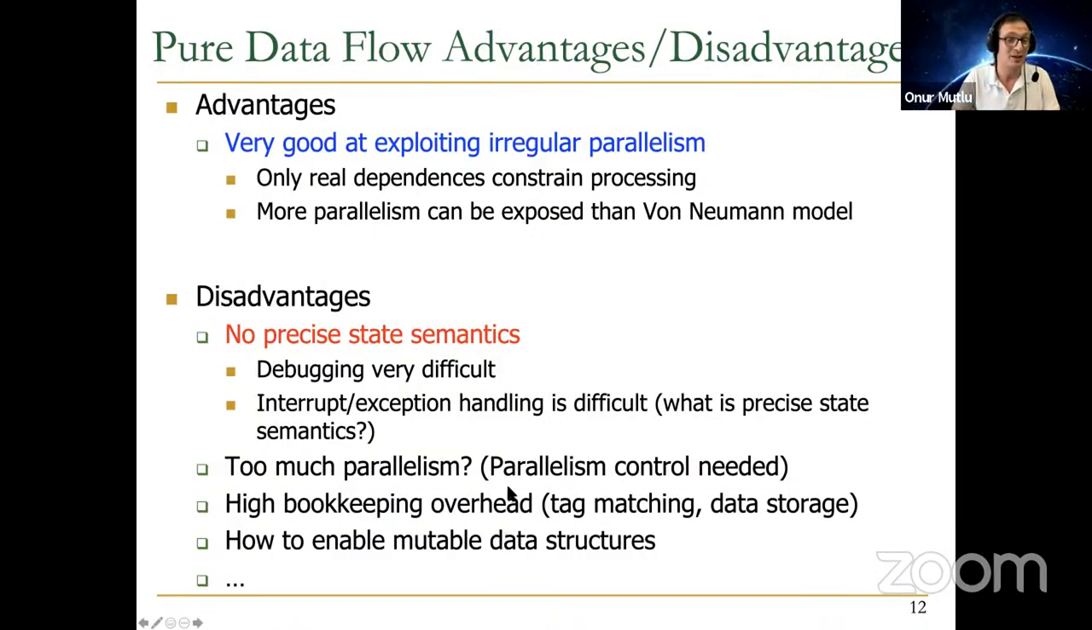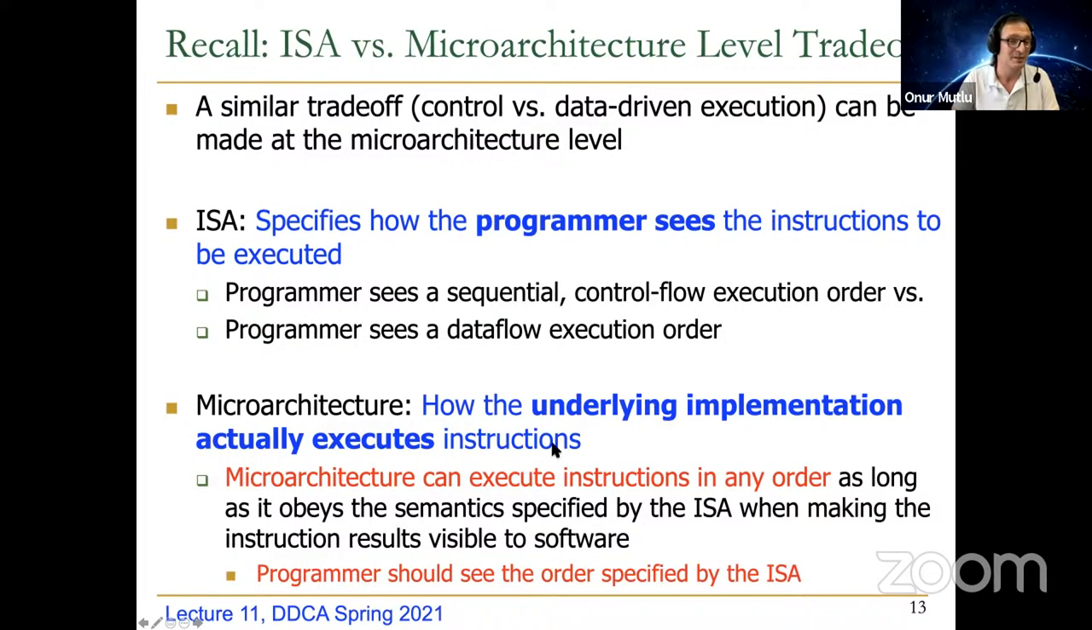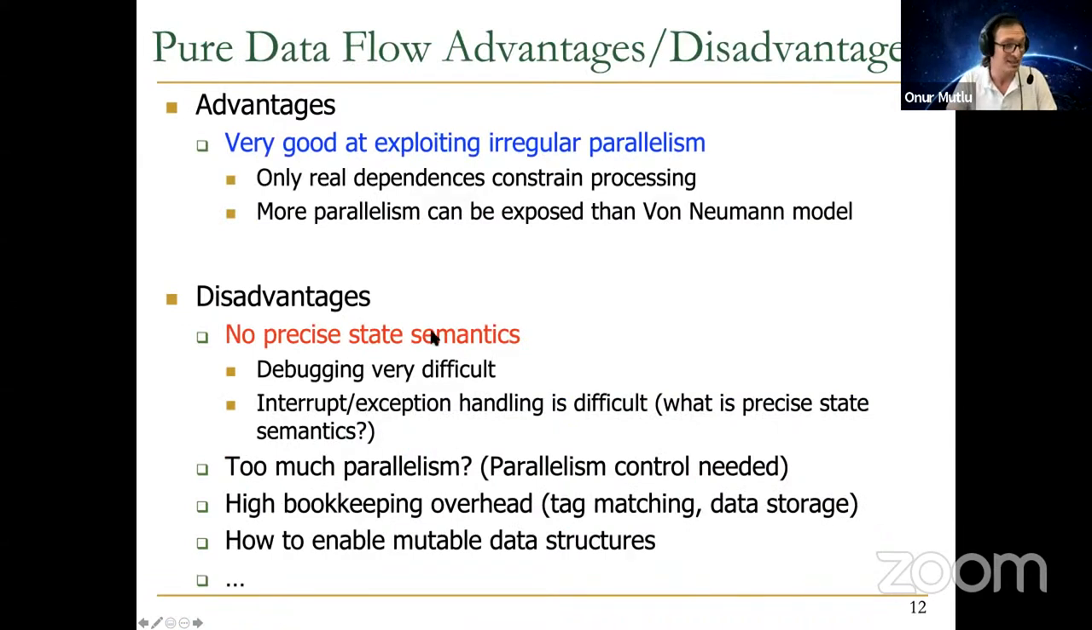But if you actually do data flow at the microarchitecture level, remember I actually discussed this slide also in lecture 11. Basically, if you do data flow at the microarchitecture level, you get rid of all of these disadvantages. Actually, essentially, you get rid of all of these disadvantages, or actually scale them down to a smaller level. Certainly, you get rid of the precise exception disadvantage. You get rid of the too much parallelism disadvantage. You get rid of high hardware overhead, but the hardware overhead is still large. And you get rid of the how to enable mutable data structures problem, because you're not changing the programming model, right?